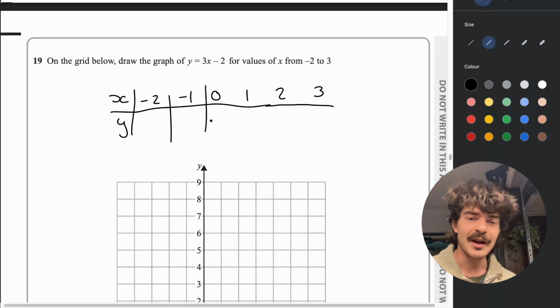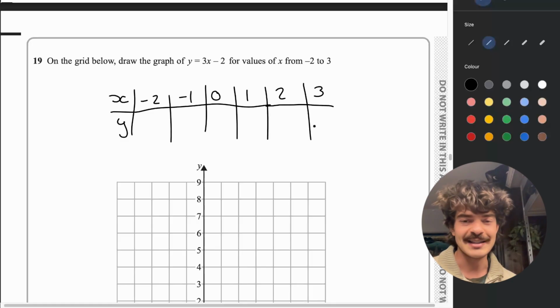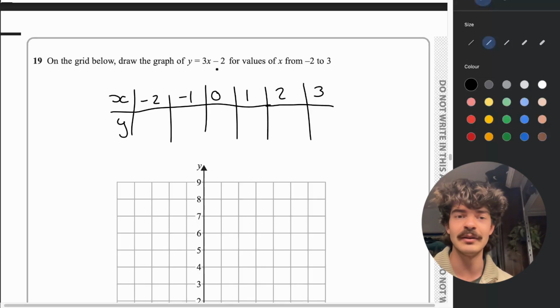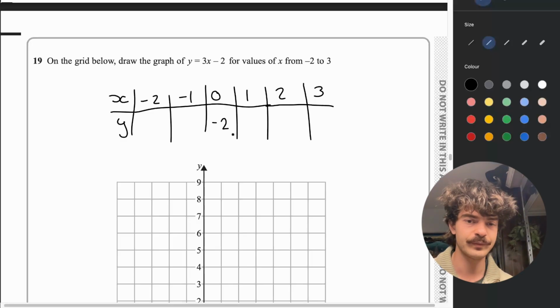You can start wherever you want, but I'd suggest it's a little bit nicer to start with the positive numbers, and in particular, starting with 0. If I was to pass 0 in, 3 times 0, remember these are replacing your x value, well, 3 times 0 is 0, so I'm just going to end up with minus 2. Then for 1, I'm going to have 3 times 1 take away 2, which is going to give us 1. Once again, 3 times 2 gives 6, take away 2 gives 4.